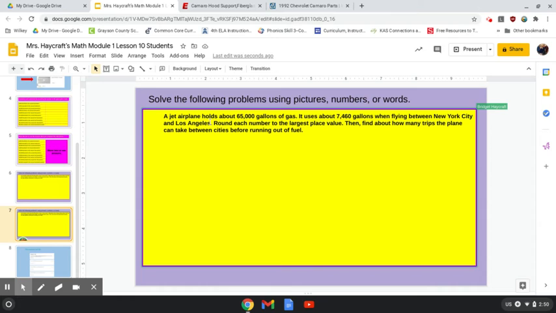A jet airplane holds about 65,000 gallons of gas. It uses about 7,460 gallons when flying between New York City and Los Angeles. Round each number to the greatest place value. Then find about how many trips the plane can take between cities before running out of fuel.